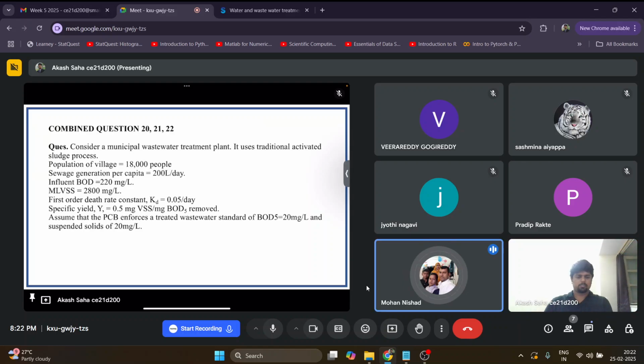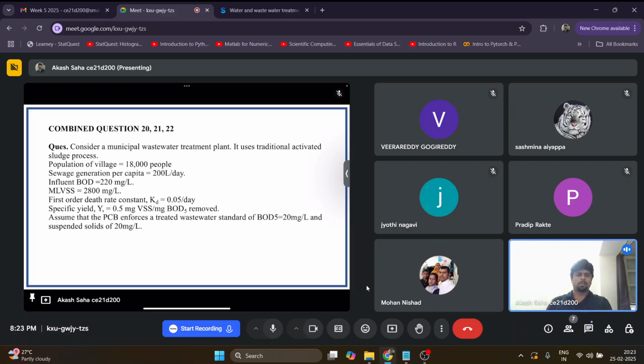Sir, we have to find out theta c. Yes, we have to put the values in the formula. But that formula, here we don't have the information regarding XCR and all. This formula will not apply because the values are different. It is somewhat similar to the previous formula, but not really.